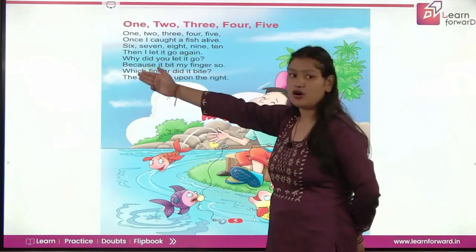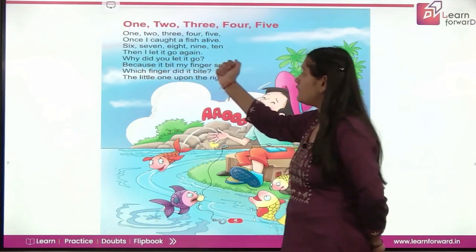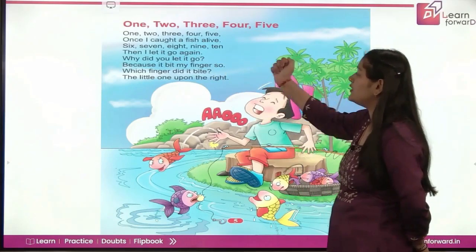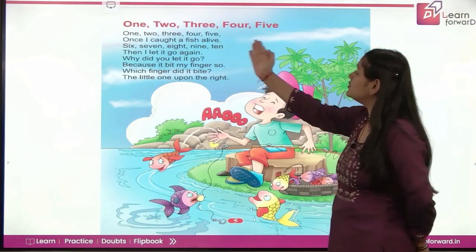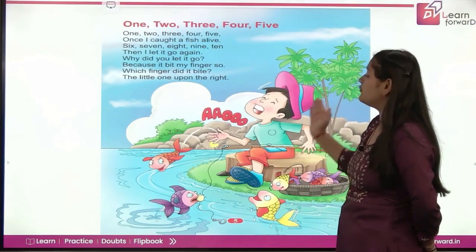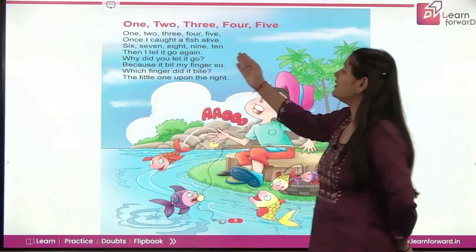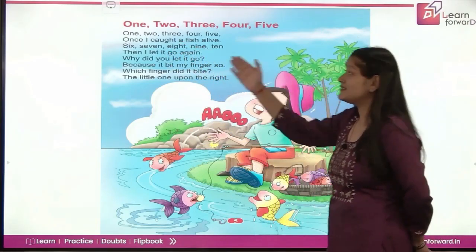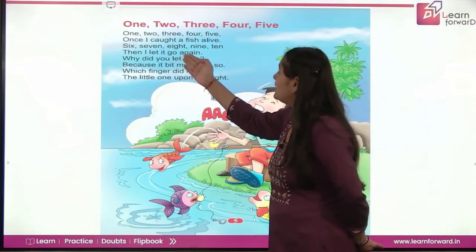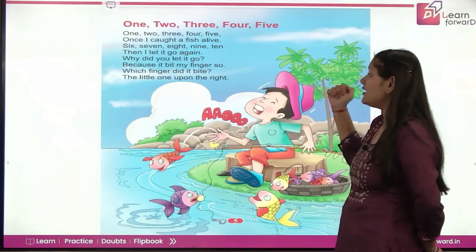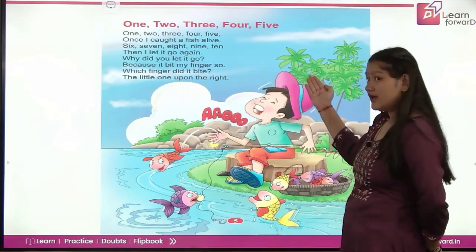1, 2, 3, 4, 5. Once I caught a fish alive. Repeat after me. You have to repeat after me, okay? 1, 2, 3, 4, 5. Once the boy caught a fish alive. 6, 7, 8, 9, 10. Then I let it go again.